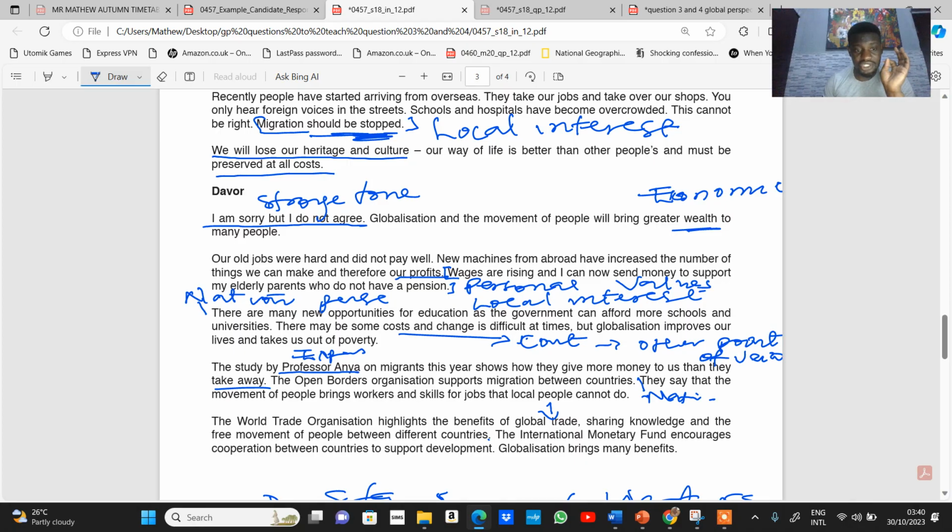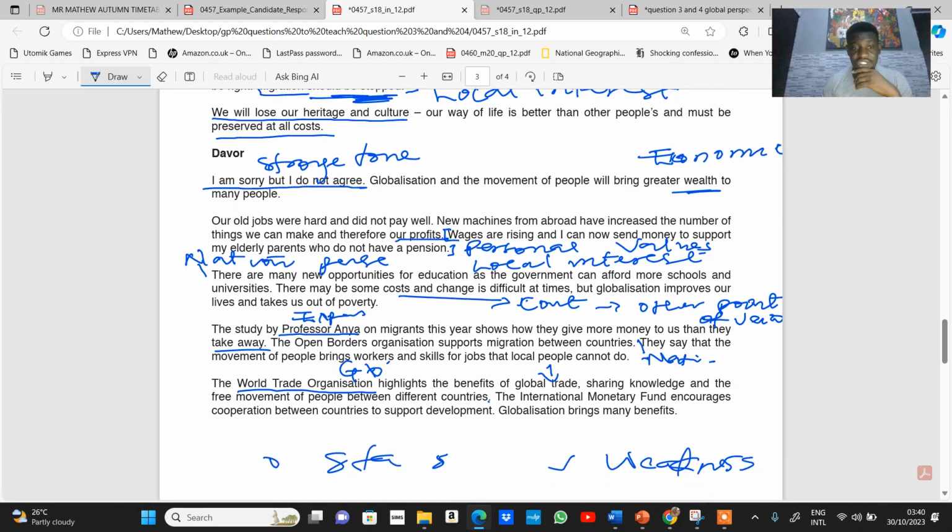Now, the World Trade Organization, this is also bringing out global perspective into it and making mention of international organization as a strength. Now, sharing knowledge and the movement of people between countries. So make sure you state them. Now, the International Monetary Fund, another global organization, encourages cooperation between countries. So you see a lot of strong points by him. So this should be more acceptable based on this criteria, based on the perspective you looked at them from.